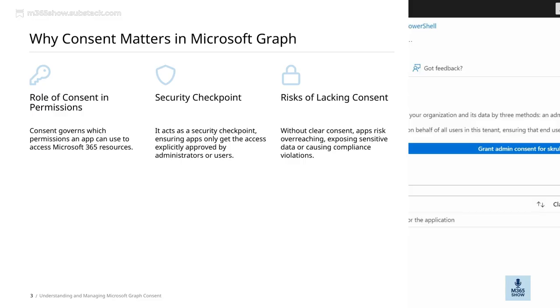Now, consent doesn't just control access, it also governs permissions. It defines which specific actions an app can perform within Microsoft 365 resources. So, understanding and managing this consent process is key to maintaining a secure, compliant environment while enabling productivity. Overall, consent is a fundamental part of managing security and permissions in Microsoft Graph, helping us protect data and ensure proper access at all times.